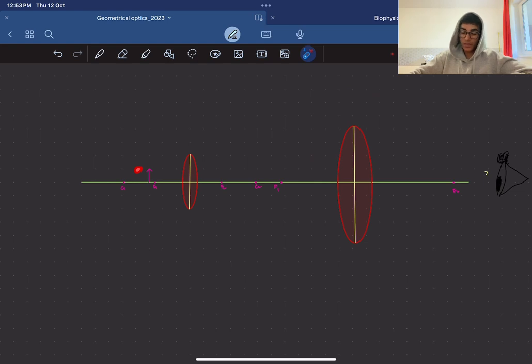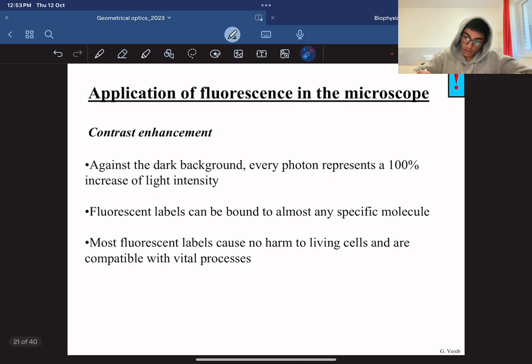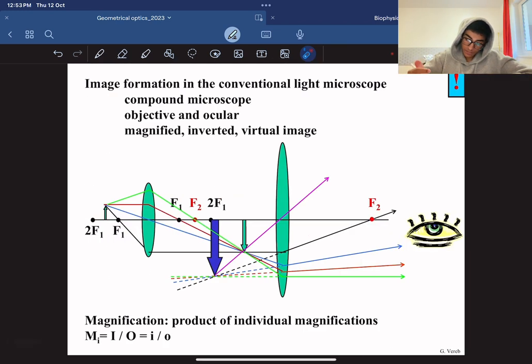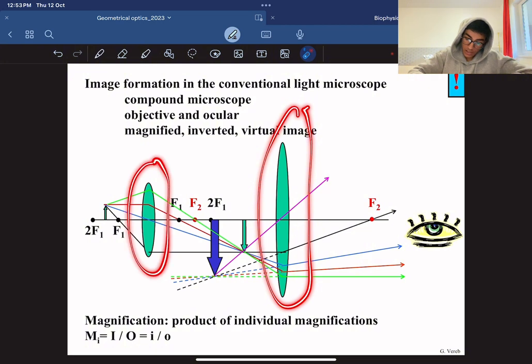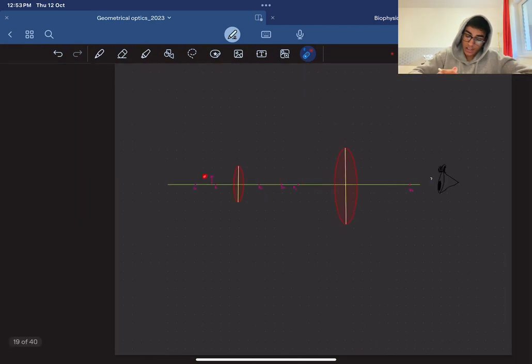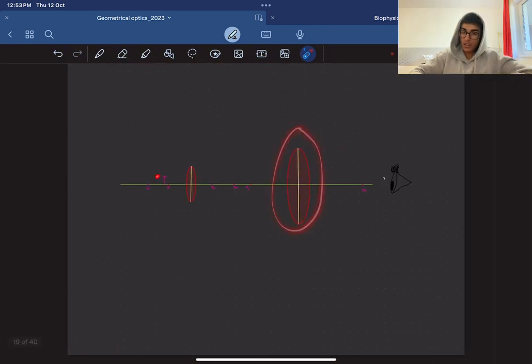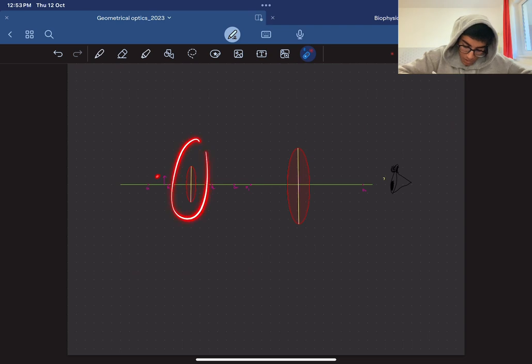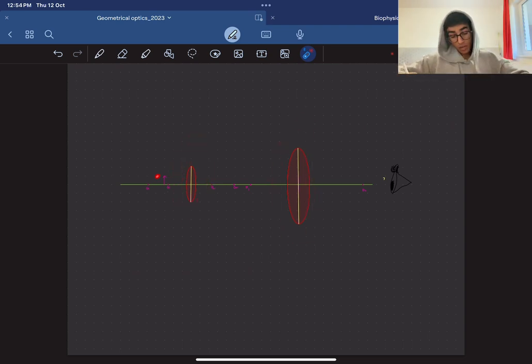So this is called the objective lens, and the bigger lens is called the ocular lens. Just so, the first one is objective, the second one is ocular. Ocular is the one just after our eyes.